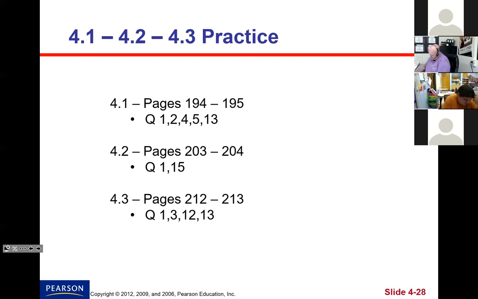So 136, if you break it down, is going to be 2 and 68. And then 68 breaks down to 2 and 34. And then 34 breaks down to 2 and 17. Okay, we're done. So with 136 you end up with 2 times 2 times 2 times 17. Or what did we have? 2 to the 3 times 17 to the 1.